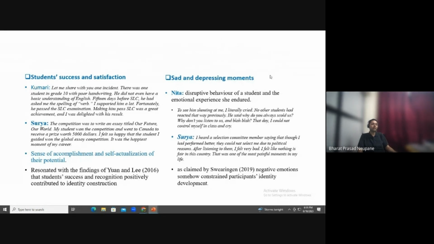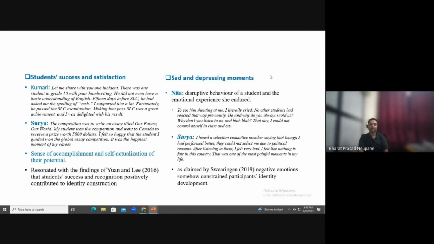But not only these happy moments, teachers can also undergo sad and depressing moments. Nita shared when she had to face the disruptive behavior of a student, the very uncomfortable moments she had to undergo. She had to endure a very difficult emotional experience. She shared, "To see him shouting at me, I literally cried. No other students had reacted that way previously."